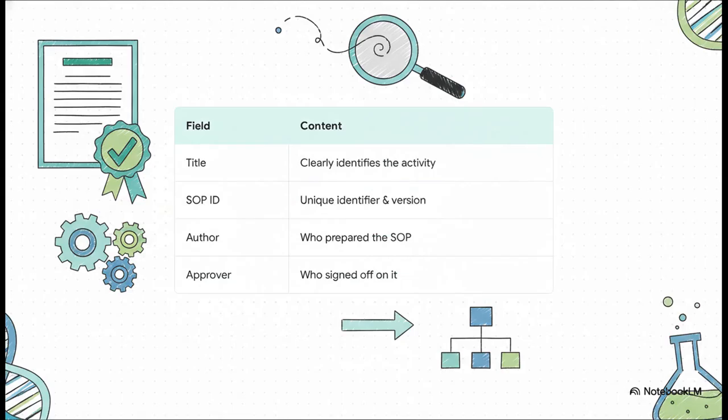Now let's zoom in on that cover page, because this is so much more than just administrative fluff. Every single field you see here, the title, the unique ID, who wrote it, who approved it, all of this builds a chain of accountability. It's what makes your process traceable and official. It's the backbone of a good quality system.